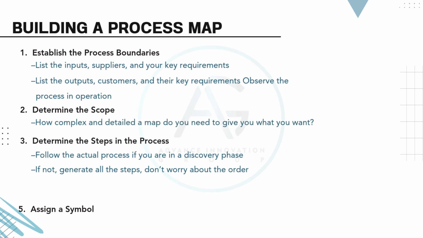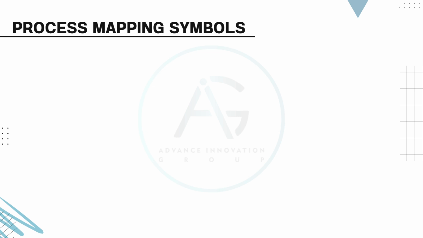3. Determine the steps in the process. Follow the actual process if you are in a discovery phase. If not, generate all the steps. Don't worry about the order. 4. Arrange the steps in order. 5. Assign a symbol. Process mapping symbols.